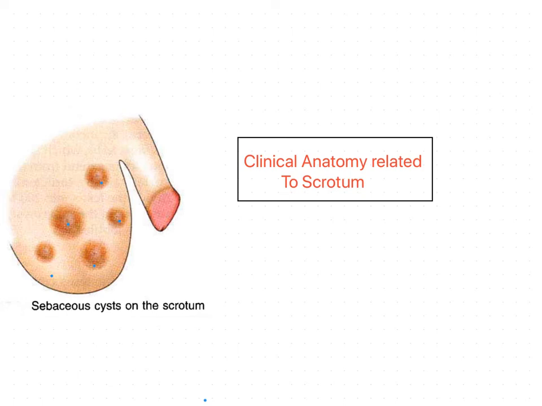If the scrotum is bifid in a male, it is called pseudohermaphroditism. These are the conditions related to the clinical anatomy of the scrotum.